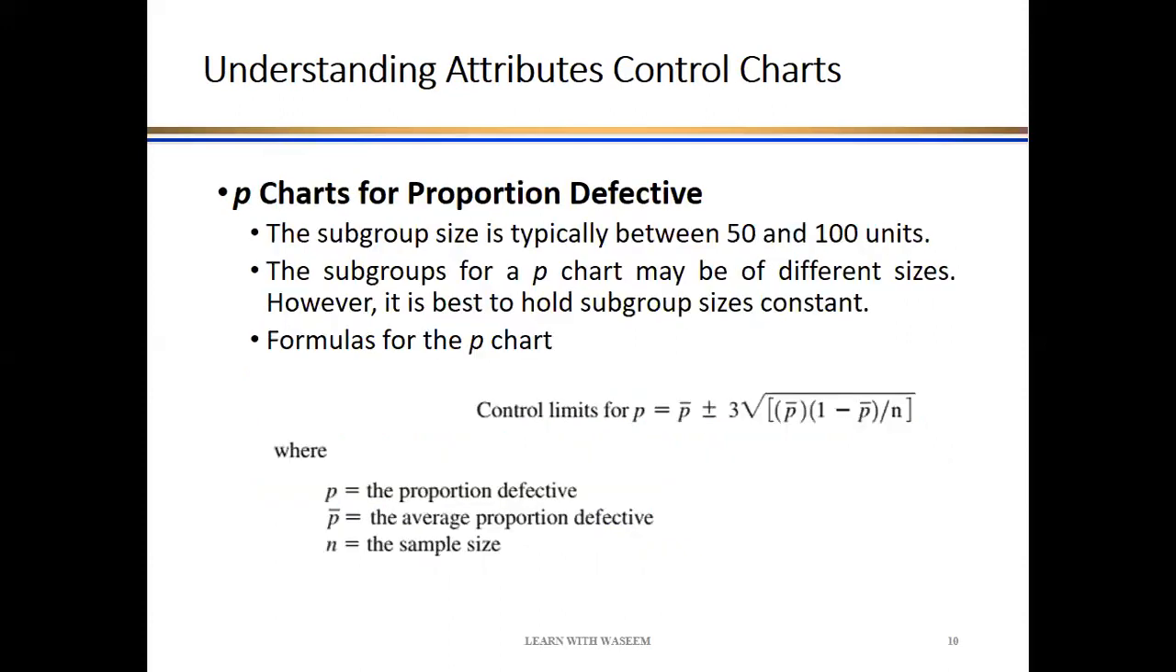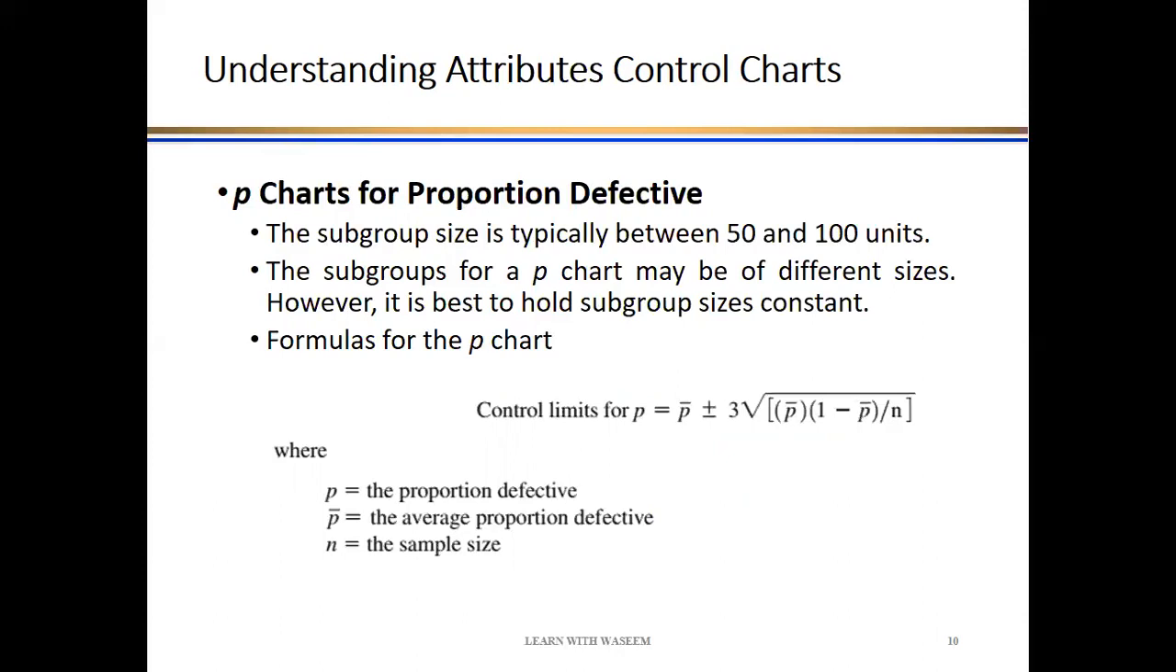The subgroup size on a P chart is typically 50. It is between 50 and 100 units. The subgroups may be of different sizes for a P chart. However, it is best to hold subgroup size constant. Usually, at least 25 subgroups are used to establish a P chart.